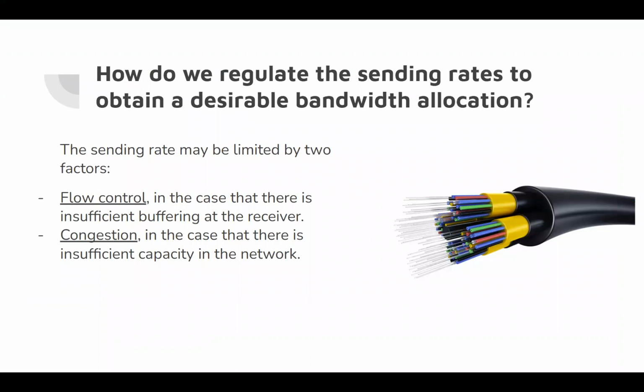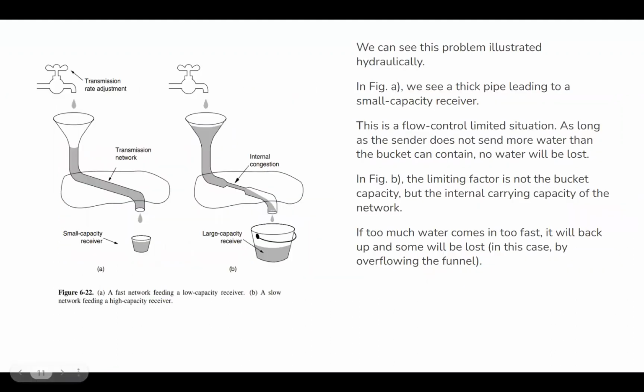So first off, how do we regulate the sending rates to obtain a desirable bandwidth allocation? The sending rates may be limited by two different factors. The first factor is flow control, in the case that there is insufficient buffering at the receiver. The second case would be congestion. In that case, there is insufficient capacity in the network.